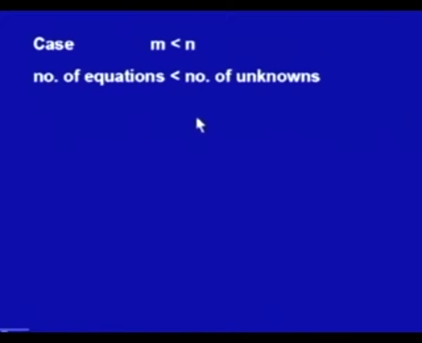Now, I consider a case when m is less than n. So, previously we were considering a case when m is equal to n, or we have a square system, but suppose the number of equations is less than the number of unknowns, then what will happen? Rank of A is equal to R, which will be less than or equal to m, but since m is given to be less than n, rank R will always be less than n.